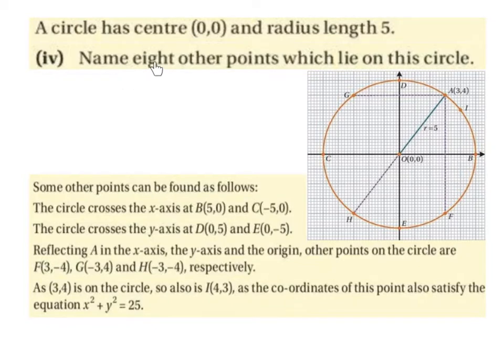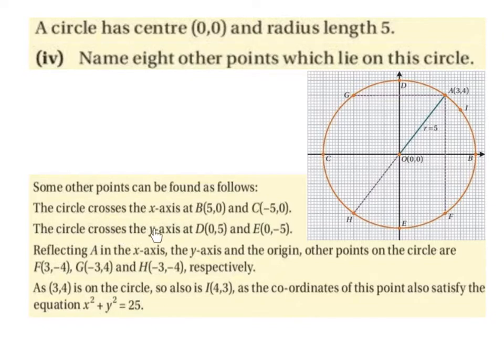Part 4, name 8 other points which lie on this circle. So some other points can be found as follows. The circle crosses the x-axis at B, 5, 0. So there's the point B, which is 5, 0. And C, minus 5, 0. There's the point C, minus 5, 0. So these are the x-intercepts, the point at which it crosses the x-axis.